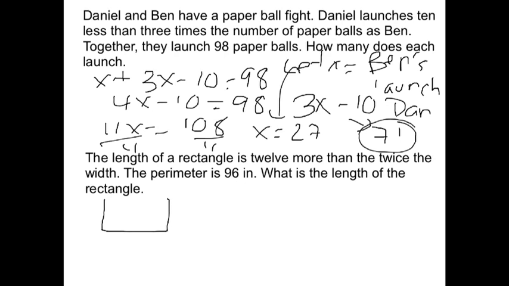Here is my rectangle. The length of a rectangle is 12 more than twice the width. So I'm going to say let x equal width. So there's the width of my rectangle. I know that the length is 2x plus 12.